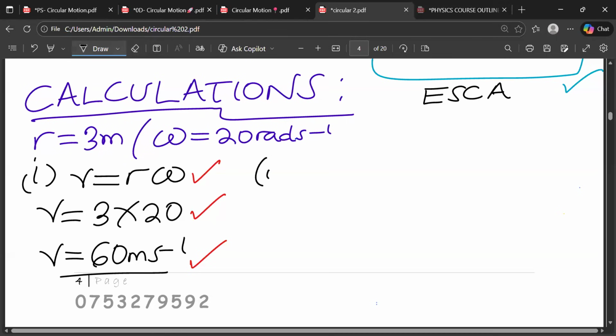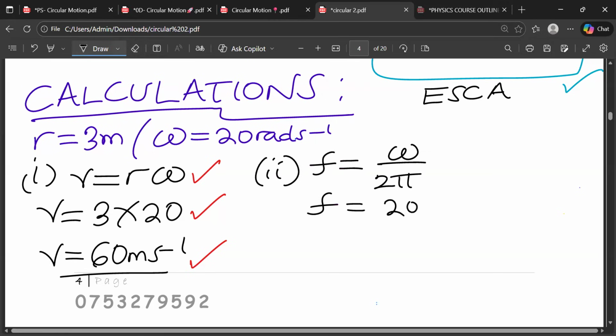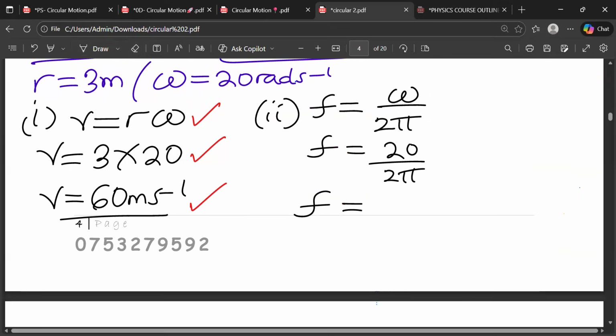So Roman 2, you now know they want frequency. So you come and say that the frequency, as we have realized, is omega over what? 2 pi. So you say frequency, my omega is 20 over 2 pi. So what is the frequency? After getting the frequency in revolutions per second, you conclude that the angular velocity, you want in revolutions per second. What is the answer, people?